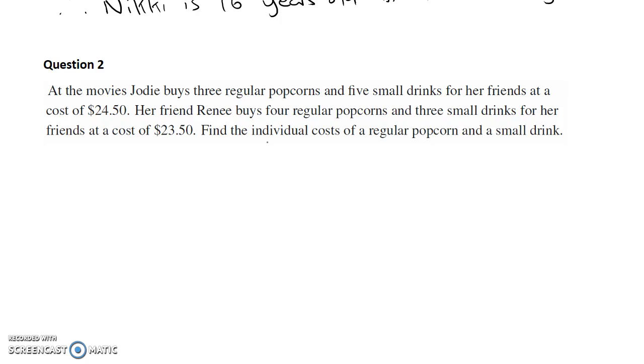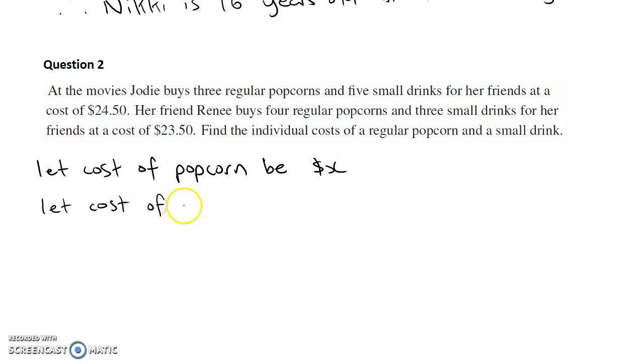So let's let the cost of popcorn be X dollars and let the cost of a small drink be Y dollars. Alrighty, so we've defined our variables.